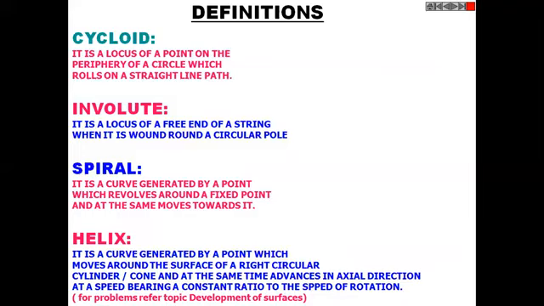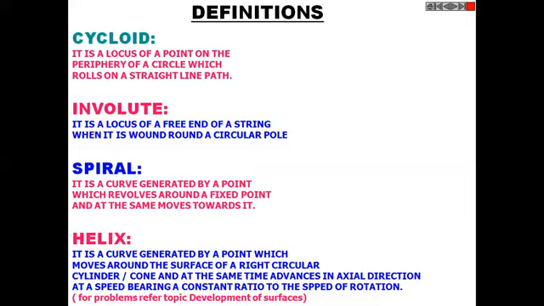What is a cycloid first? It is the locus of a point on the periphery of a circle which rolls on a straight line path. And involute is the locus of the free end of a string when it is wound around a circular path. A similar type of wording will be asked in the examination.